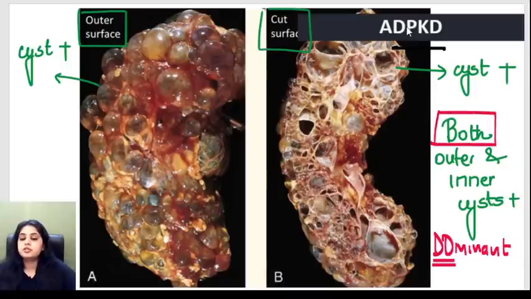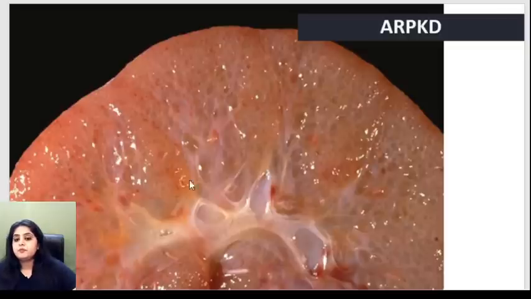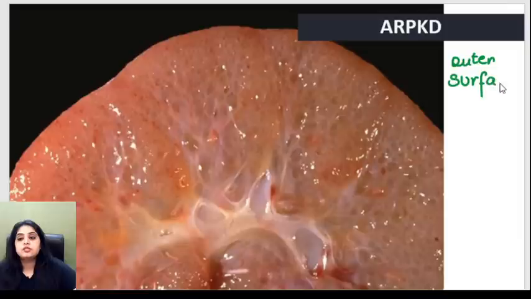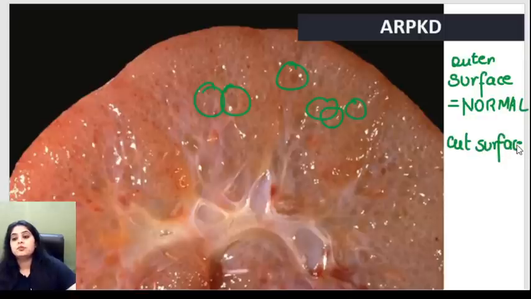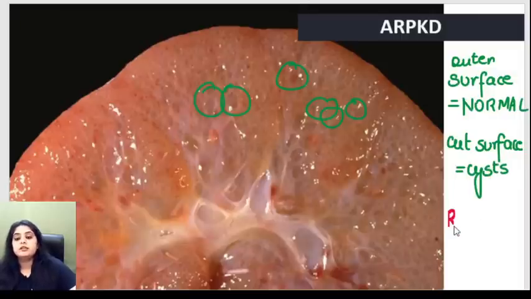It is autosomal dominant. However, if they put up a scenario in which they say that the outer surface is normal, the outer surface is totally looking normal. However, there are cysts which are hiding inside, receding inside. Cysts are on the cut surface only. That is when you say that I'll suspect autosomal recessive. So only the cut surface is showing you cysts. You say that I will expect autosomal recessive variety.